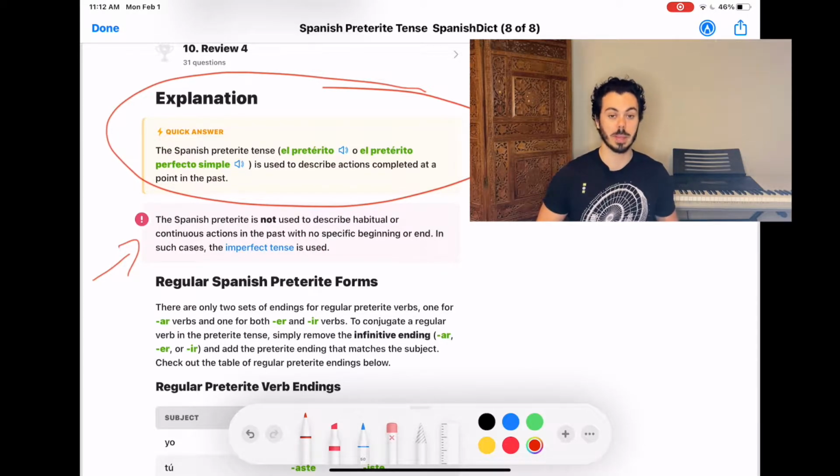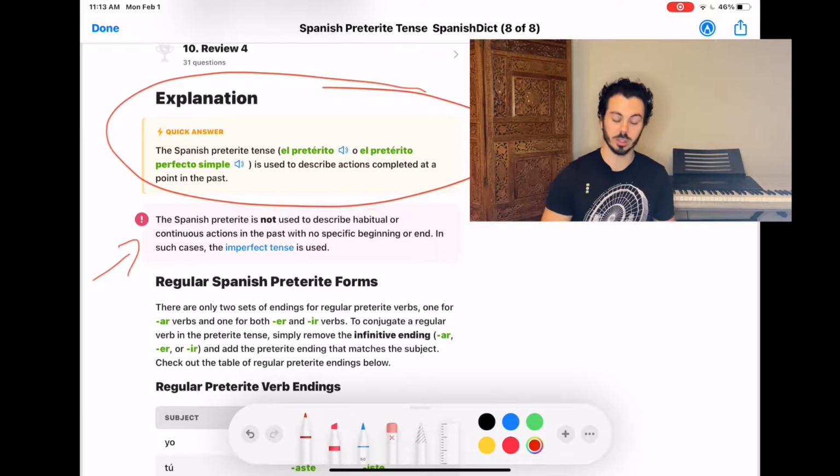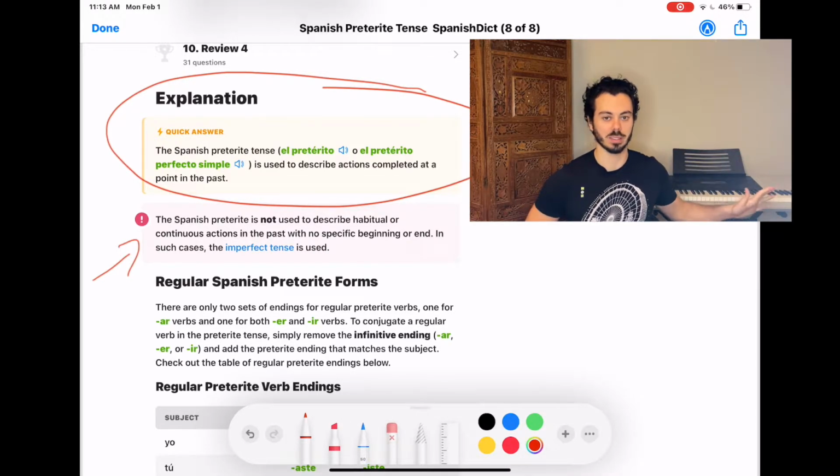What's cool about Spanish Dict is that they also give you pages that compare different things that are more peculiar, such as the Preterite and imperfect, even though it's not that peculiar. They do a good job of summarizing together, but the Preterite tense, what we are in right now, just think about it this way. It happened at some point in the past. That's all you need to know. It happened at some point in the past.